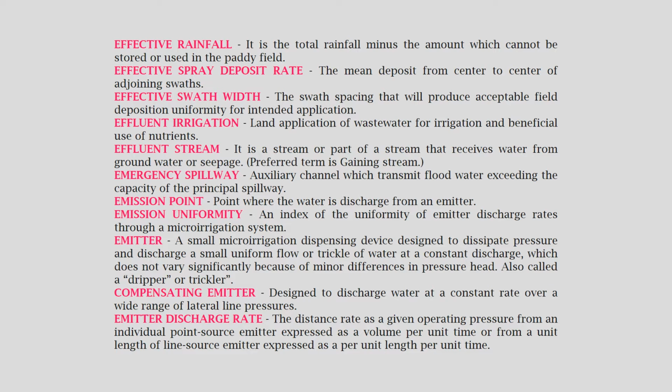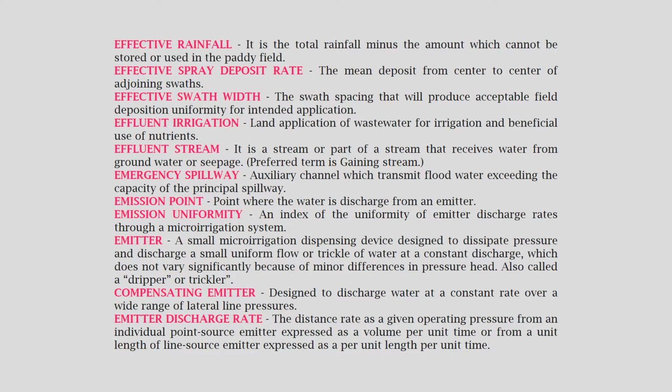Emission uniformity. An index of the uniformity of emitter discharge rates through a micro-irrigation system. Emitter. A small micro-irrigation dispensing device designed to dissipate pressure and discharge a small uniform flow or trickle of water at a constant discharge, which does not vary significantly because of minor differences in pressure head. Also called a dripper, or trickler.